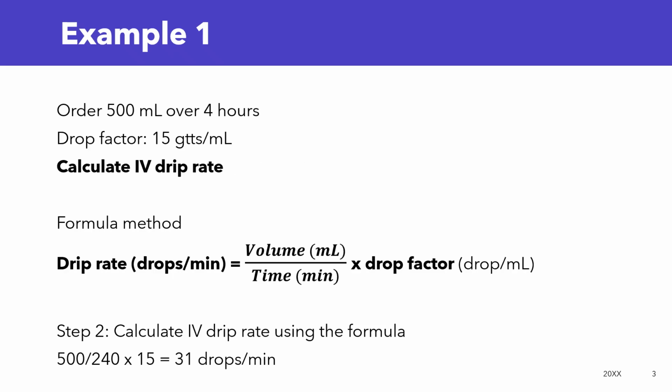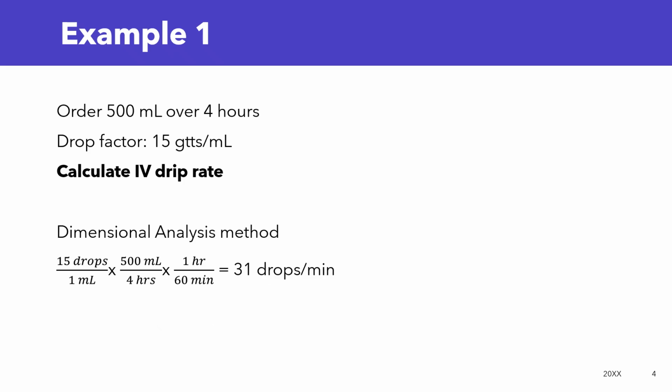Now that we have the time in minutes, we can use the formula. It's going to be 500 ml times the drop factor 15 divided by the time in minutes, 240 minutes. So the answer is 31 drops per minute. As you can see for the formula, you need to make sure you have all the numbers you need, making sure your units are correct. Once you have that, you just plug everything into the formula to find your answer. Now, let's look at the dimensional analysis method.